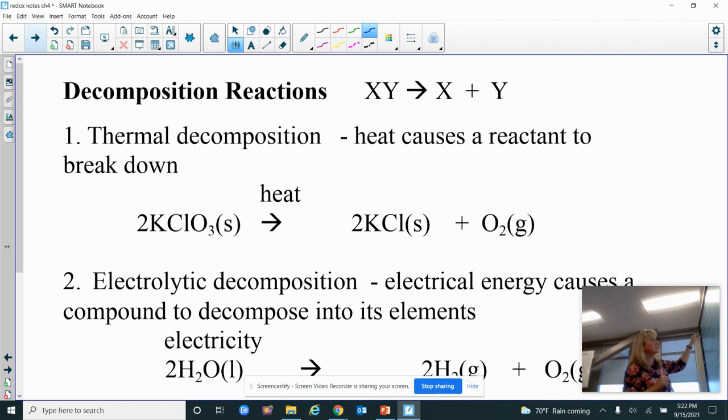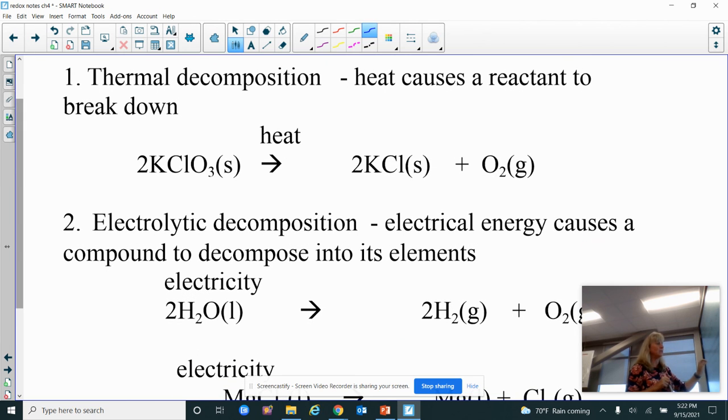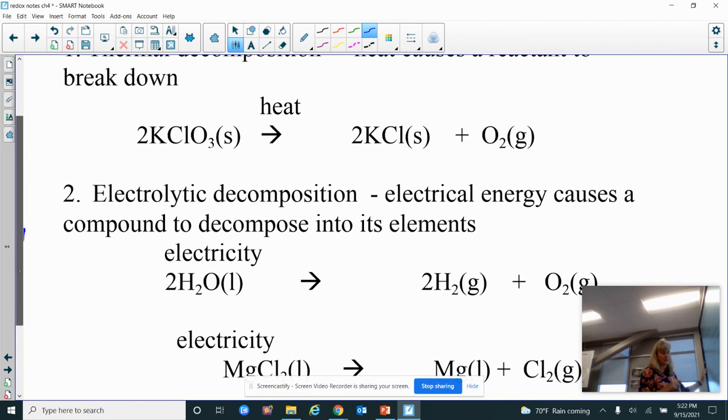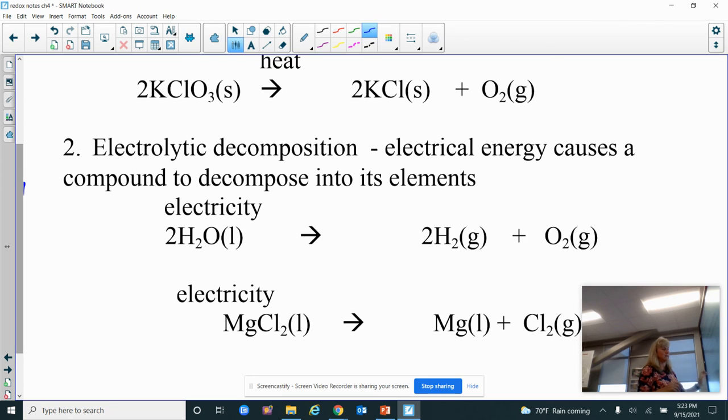Types of decomposition are thermal, which means you're heating it. Electrical, electrolysis, you're running electricity through it to break it apart. That's the way to break apart water. You run electricity through it and you can break it into hydrogen gas and oxygen gas. Simply heating water does not do that. Another one, electricity, taking a salt, heating it so it's melted, molten, and then you run electricity through it and you can separate it out into the elements.